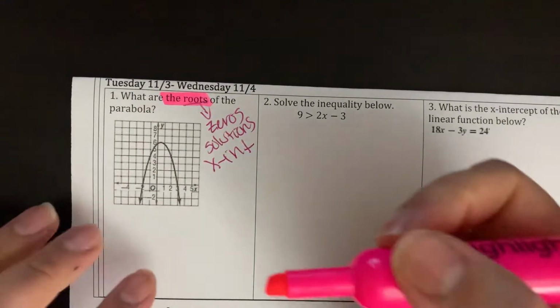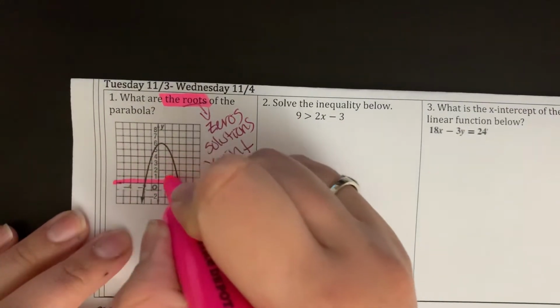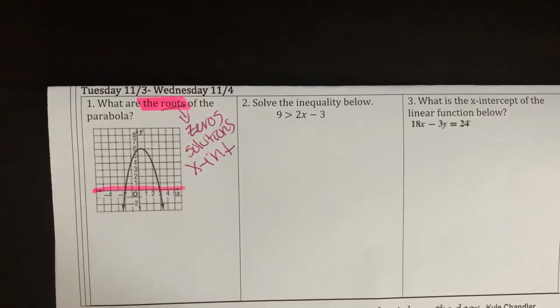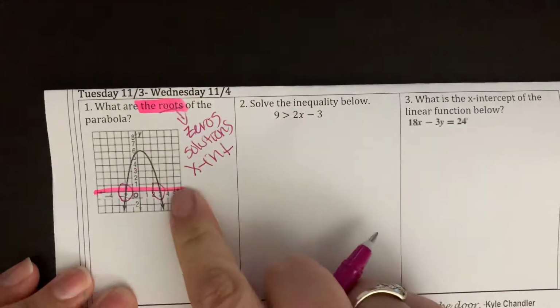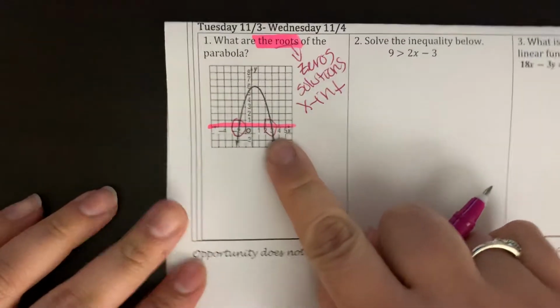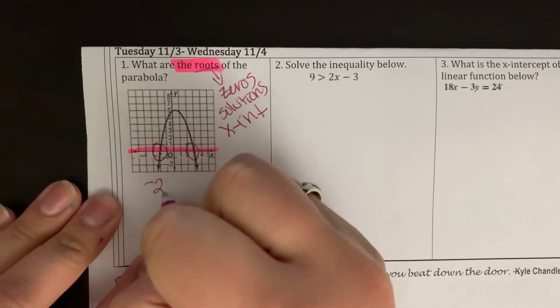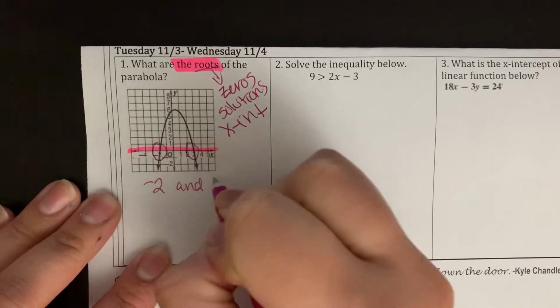So here we have our x-axis. And where does this x-axis cross? It crosses at two places. These are my two x-intercepts, which is at -2 and 3.